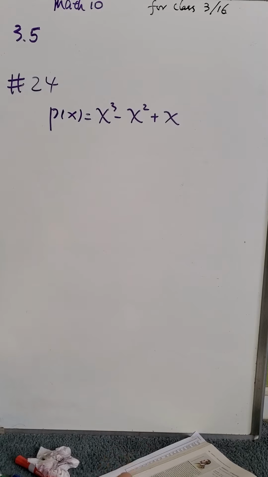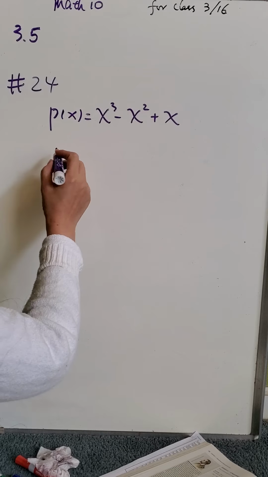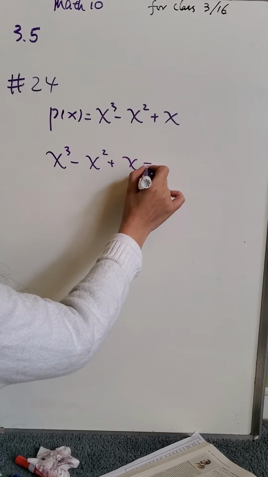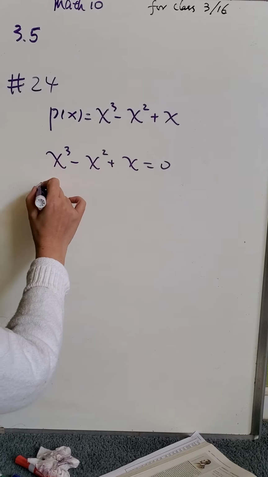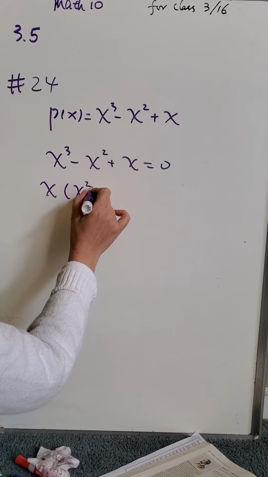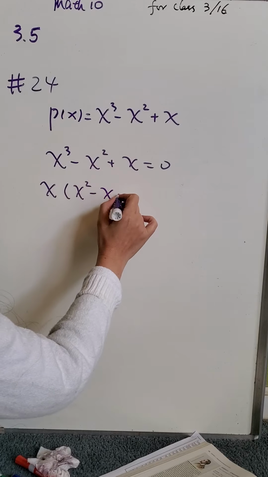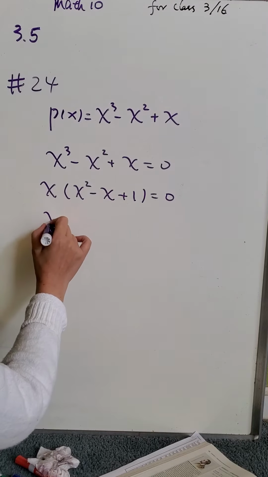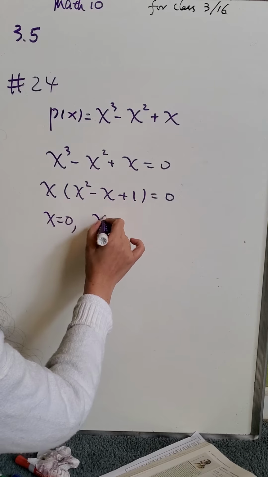But it doesn't matter. We don't have to follow what they said. We can just solve first if you want. So we're going to take this equal to 0, and we're going to factor this one. You can see that we can take out the x: x squared minus x plus 1 equals 0. Okay, and then we have x equals 0. That's the first answer.